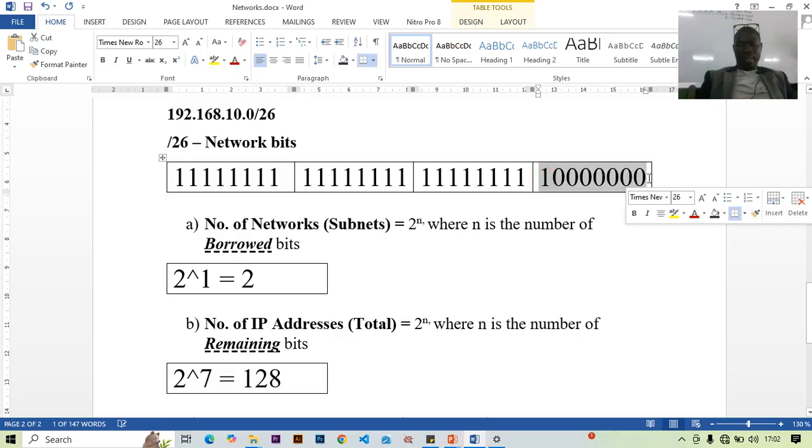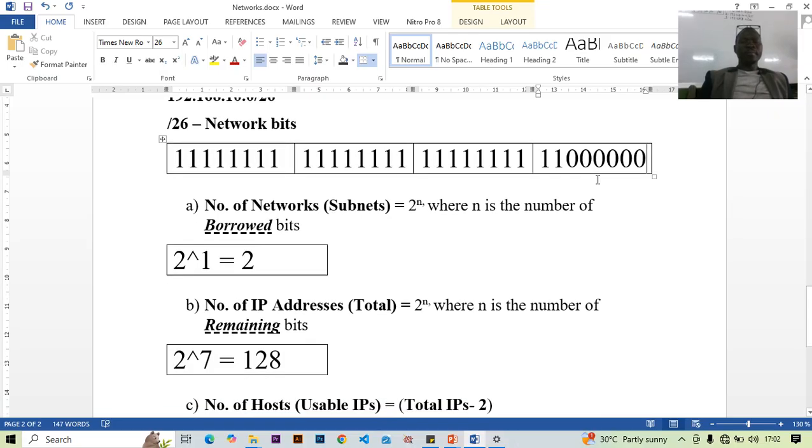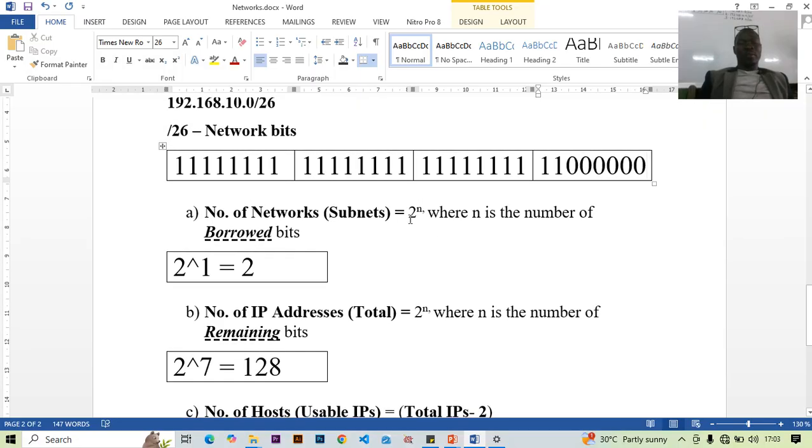Now if you have 24 here, where are we going to get the next 2 to make 26? It means we're going to borrow it from the last octet. So 24, 25, 26, 27, 28, 29, 30, 31, 32. So now we have 26 network bits already represented in our table. Now, how do we find the number of networks or subnets in this given network? We shall use the formula 2 to the power n, where n is the number of the borrowed bits. How many bits have we borrowed? We have borrowed 2 bits from the last octet to add onto our network. So we have borrowed 2.